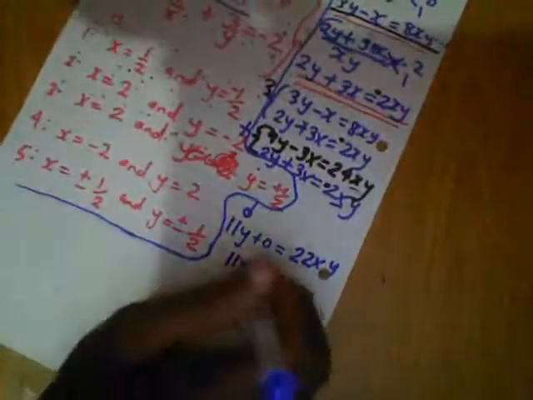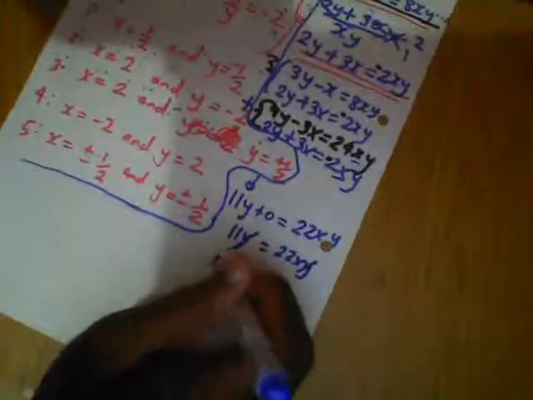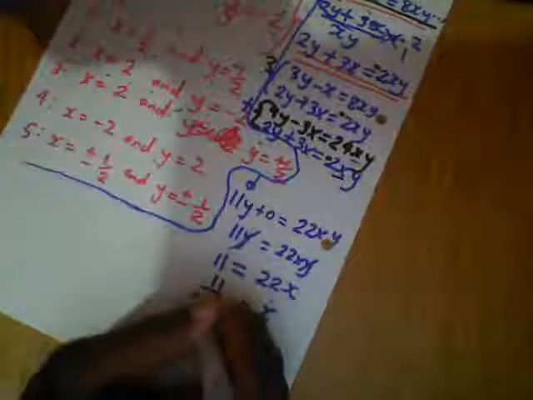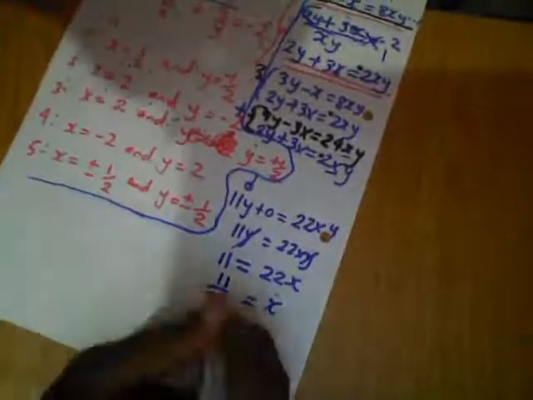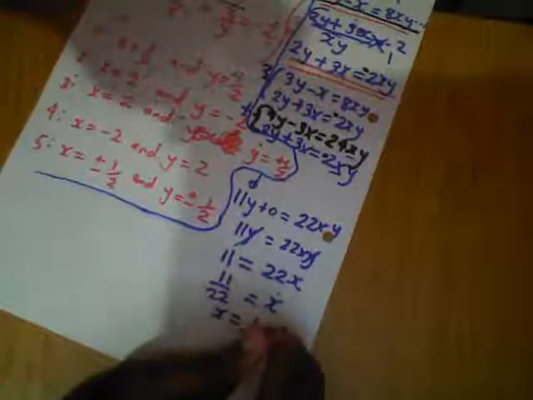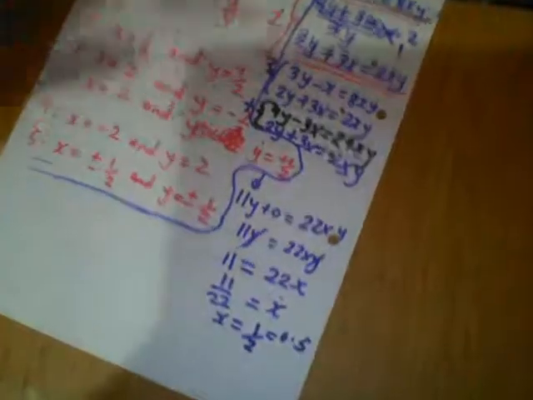22xy. So I can divide by y throughout. If I divide by y throughout, this y and this y are going to cancel. So we're going to be left with 11 equal to 22x. So for x, I'm going to divide by 22 here and by 22 here. So my x equal to 11 over 22, which equals a half. So x equal to a half, or 0.5. So I got my value of x already.